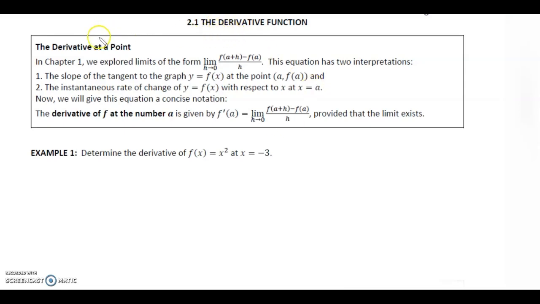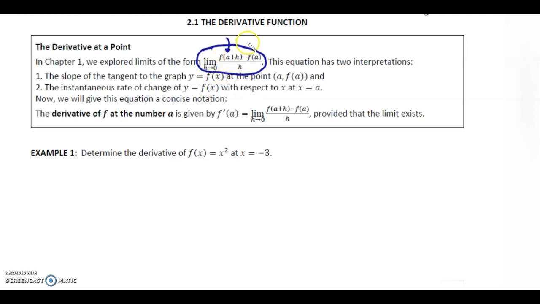2.1, the derivative function. So the derivative at a point. In chapter 1 or unit 1, what we did is we explored limits in this form here. We had some number a and we subbed it right in, say 2, 3, -8, whatever it was. And we found the limit as h approaches 0 of f at that number plus h.